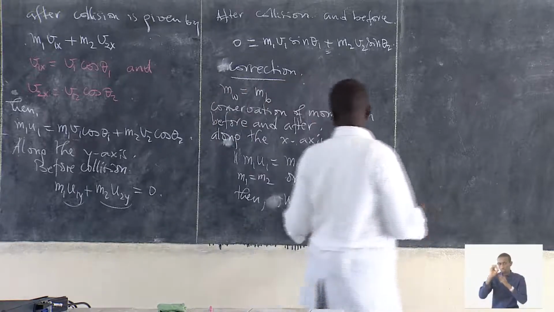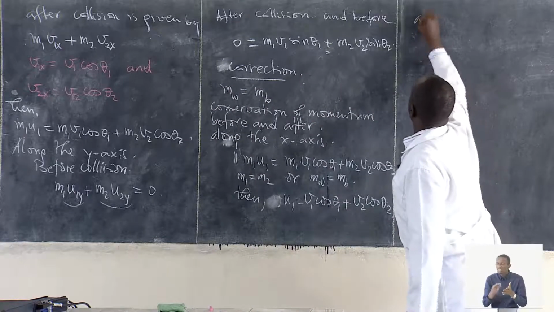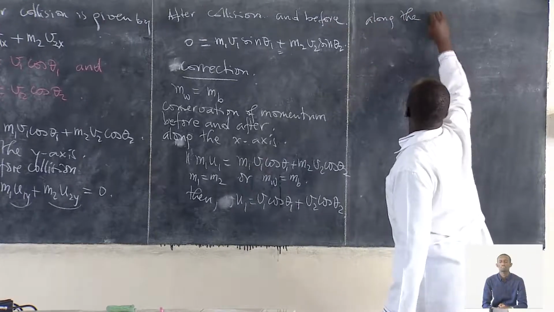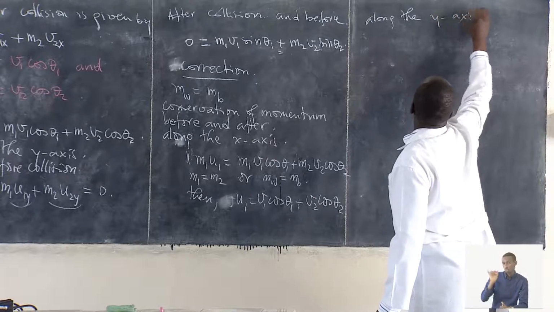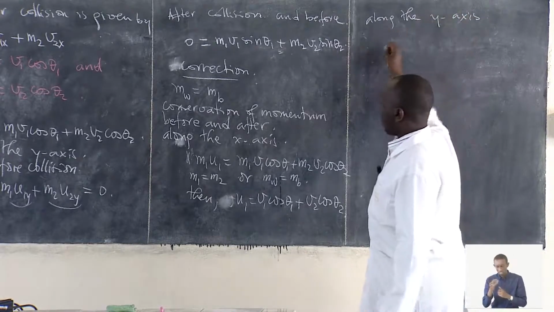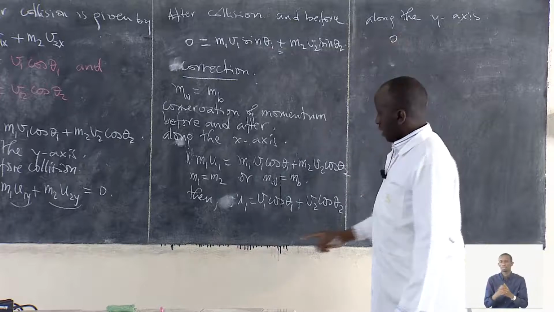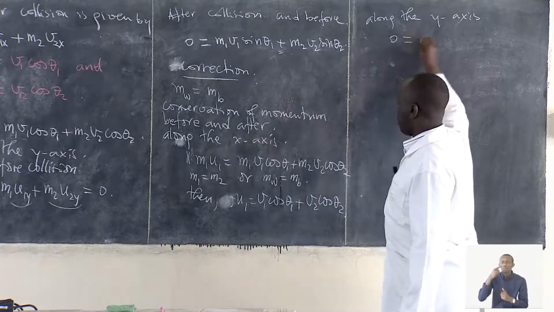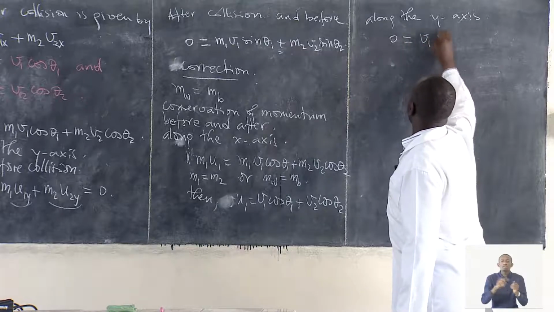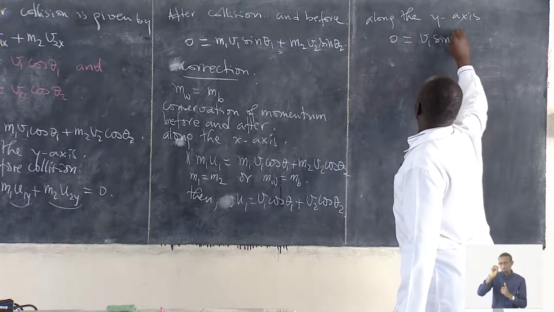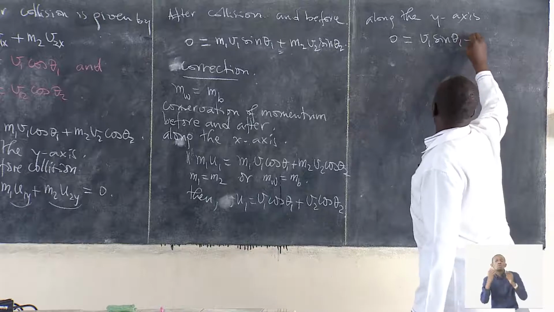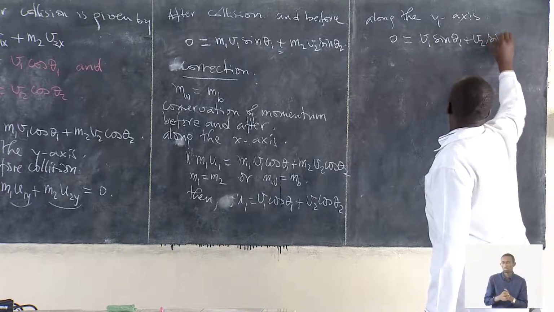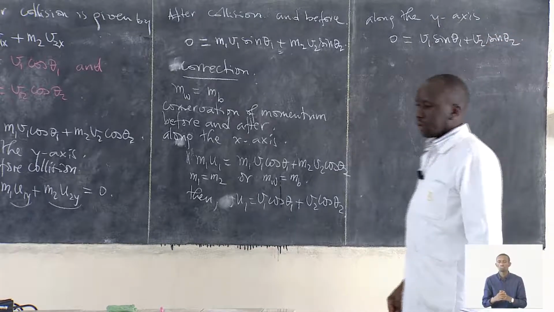And what is going to be the one along the y-axis? What do you think is going to be that? In a simple way, we can now use this one. We find this is 0 equals v1 sine theta 1 plus v2 sine theta 2.